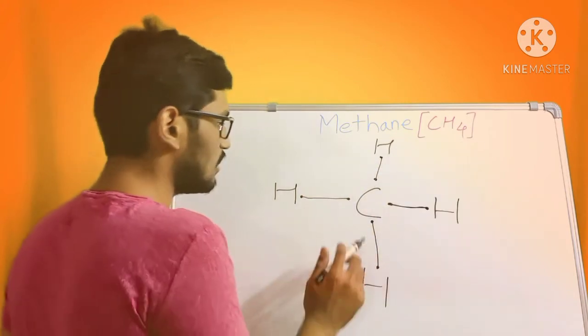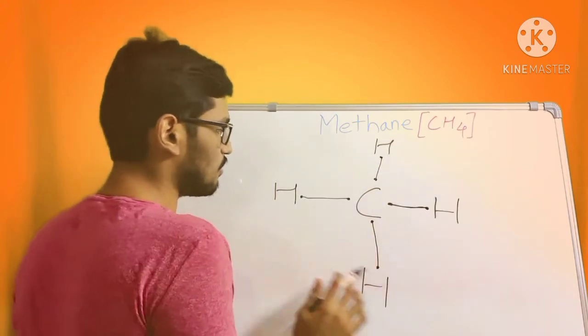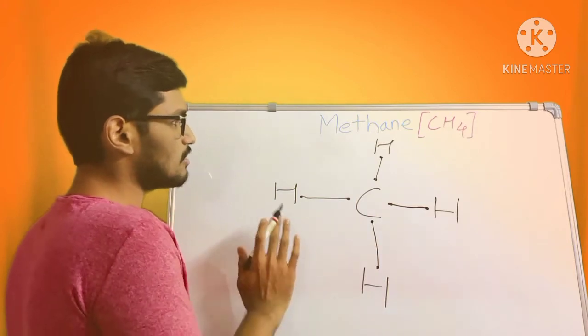You have to see that. So there is single carbon and 4 hydrogens. So this is how this structure looks like.